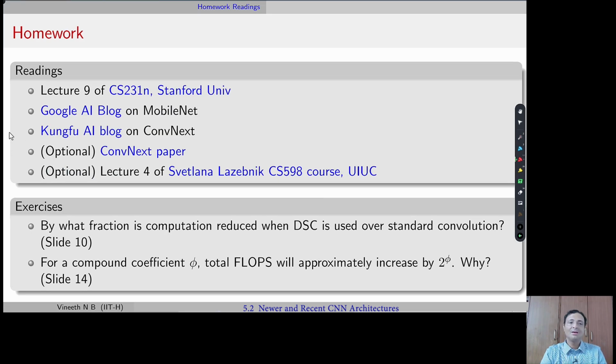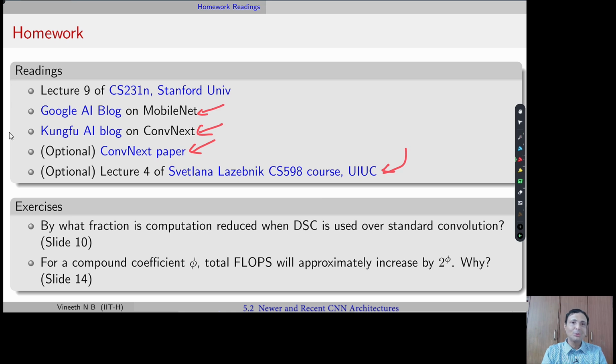To conclude, the readings recommended for this lecture are lecture 9 of the CS231N course, a very nice Google AI blog that explains the MobileNet architecture, a Kung Fu AI blog that details the differences in the ConvNeXt architecture over a traditional ResNet or similar architectures. If possible, I'll also recommend you to read through the ConvNeXt paper itself, which goes into a lot of detail about how engineered each element of this new architecture is, and also lecture 4 of Svetlana Lazebnik's CS598 course.